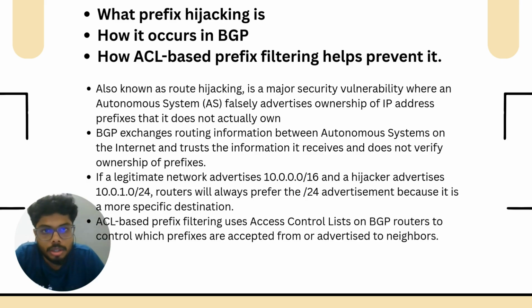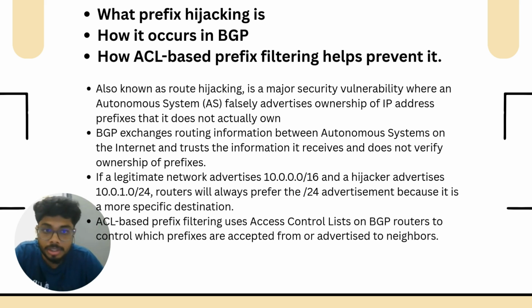Prefix hijacking is a major security vulnerability where an AS falsely advertises ownership of IP address prefixes that it does not actually own. It occurs in BGP because BGP exchanges routing information between ASes on the internet and trusts the information it receives, but it does not verify the ownership of the prefixes. For example, if a legitimate network advertises 10.0.0.0/16 and a hijacker advertises 10.0.1.0/24, routers will always prefer the /24 advertisement because it is a more specific destination.